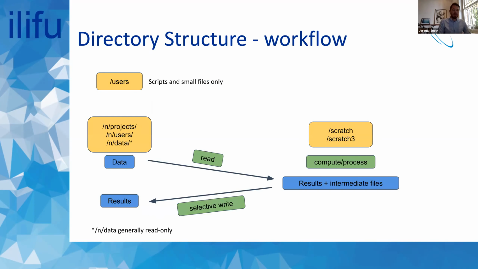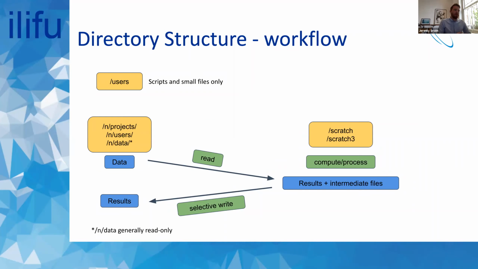I just wanted to reiterate, in terms of the workflow and the use of the different directory structures, that the home directory at /users is small and for small scripts and small files only. Then generally for the different groups, where N here represents IDIA, CBio, or ilifu, there are the project's user and data directories. This is more longer-term storage, so you'll have project data existing in these locations.